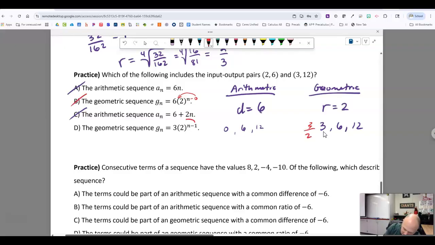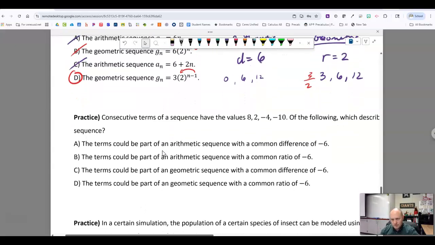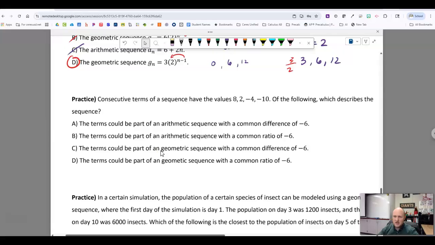And then here they say the first term is 3. Is that true? Yes, this one is true. So the answer, D. Hopefully you got that answer. Okay, next practice one. Please go ahead, pause me. Try this example. Okay, on this one, hopefully the pattern's pretty easy to see. 8 to -4, -6, that's a constant rate of change. That would be a common difference, an arithmetic sequence with a common difference. So, not too difficult on that one, okay?